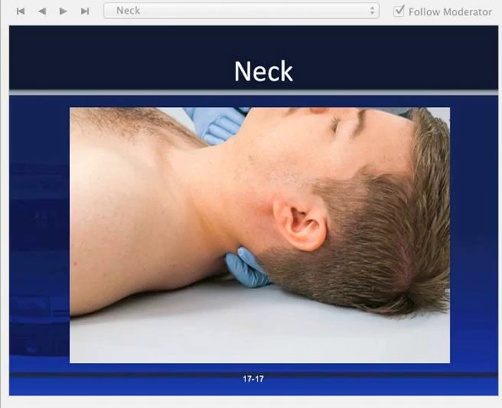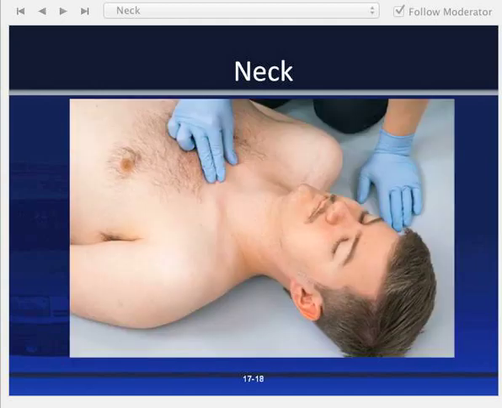When palpating the neck, feel the front and back of the neck to detect areas of deformities or tenderness. Feel the position of the trachea just above the manubrium in the suprasternal notch. What you're looking for is termed tracheal deviation. This may indicate a pneumothorax or hemothorax.